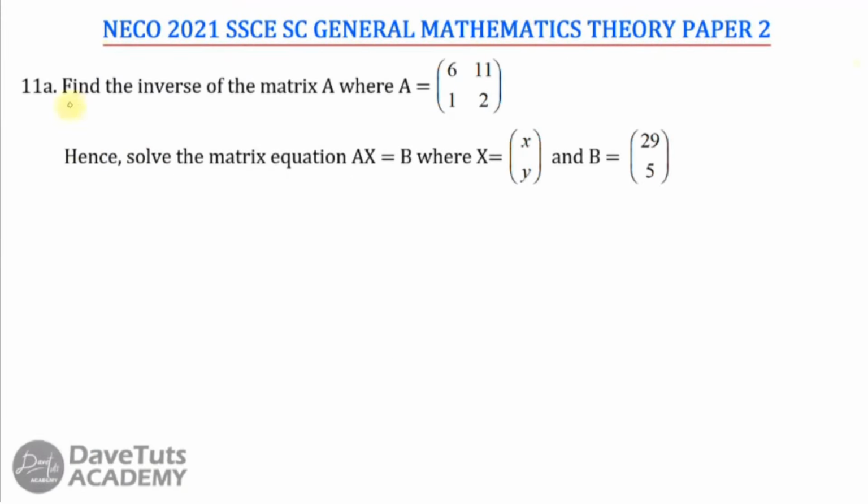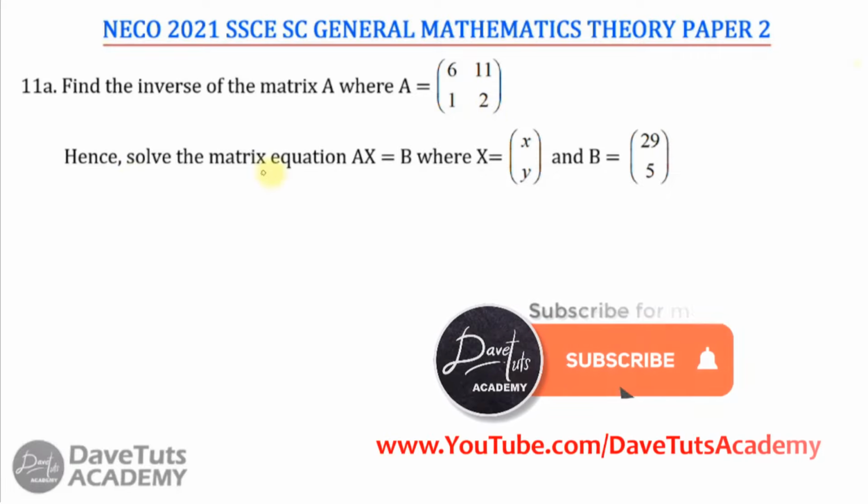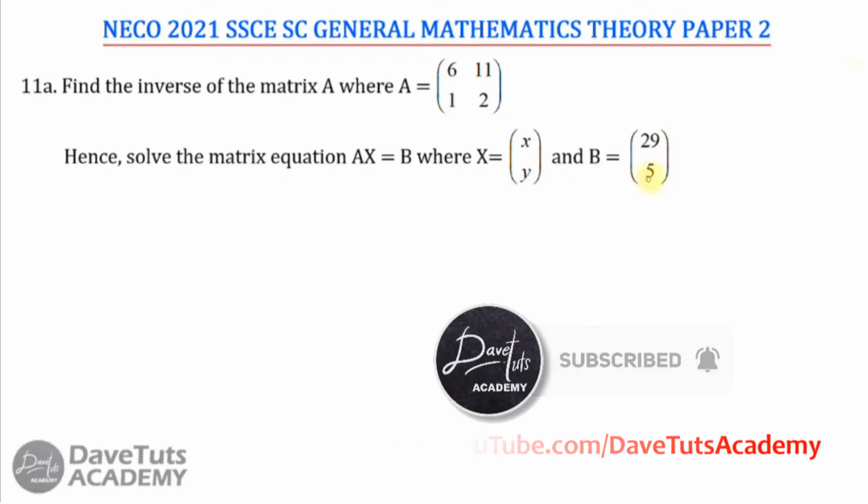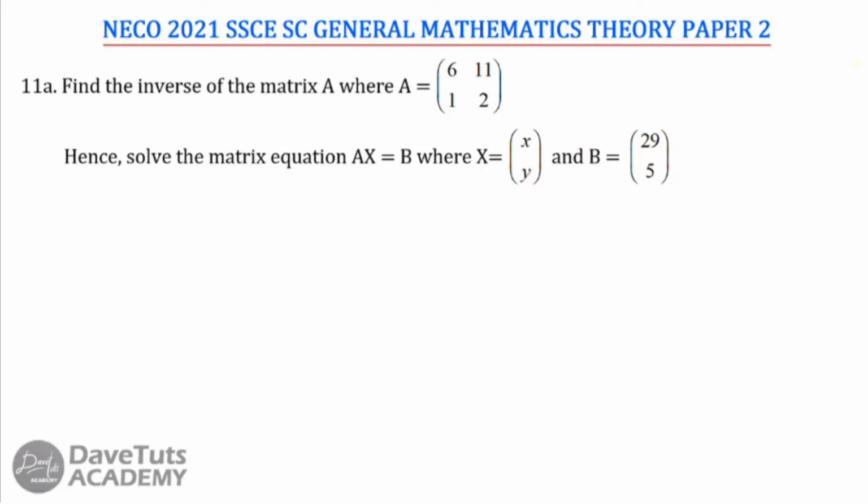We have this question on matrices where we have to find the inverse of the matrix A, in which A is given as a matrix with elements 6, 11, 1, and 2. And we're to solve the matrix equation AX is equal to B, where X is (x, y), and B is (29, 5). Okay, very good and very interesting.